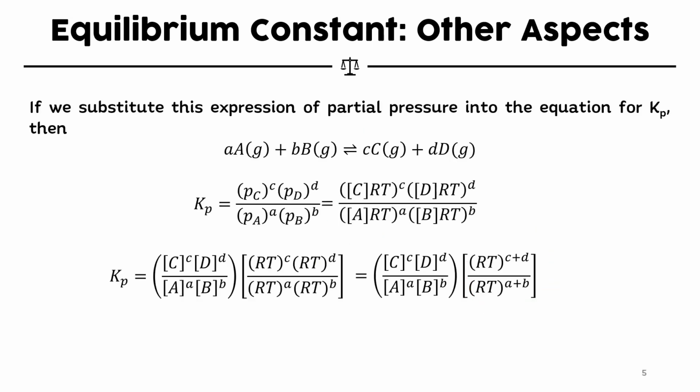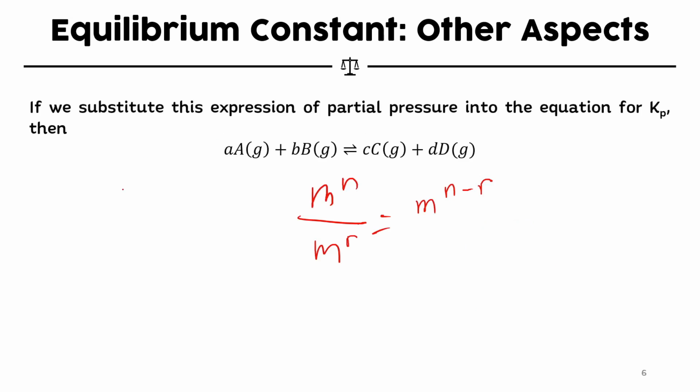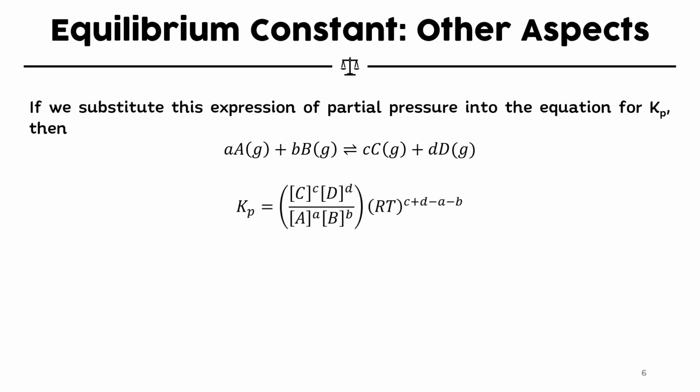So what it would look like will be, I'll delete this one. It would now look like this. So c plus d is equal to a plus b. So originally it is from, I will just write it down here, RT raised to the power of c plus d all over RT raised to the power of a plus b.